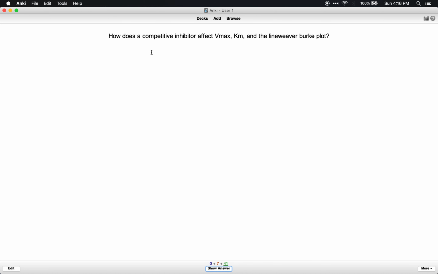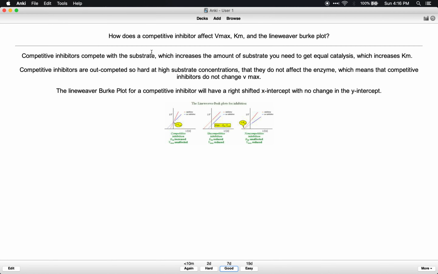How does a competitive inhibitor affect Vmax, Km, and Lineweaver-Burk plot? Competitive inhibitor... Oh, man, I totally forgot this. Competitive inhibitor competes with the substrate, which increases the amount of substrate you need to get equal catalysis, which increases Km. So competitive inhibitor increases Km, but does not affect Vmax. So they have a right shift on the x-axis, no change on the y-axis.